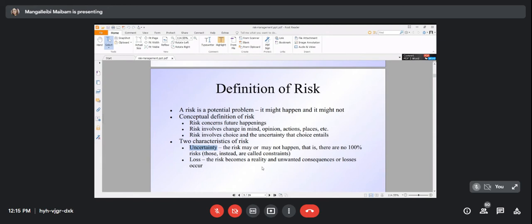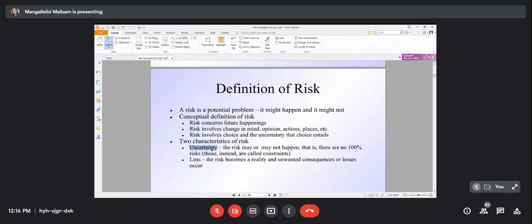So we have two cases for risk. One is uncertainty. In uncertainty, the problem may happen or the problem may not happen. Whereas in the second category, loss, the risk becomes reality. That means the problem is happening. And for that particular problem, we may face some unwanted consequences or losses. So that is known as risk.